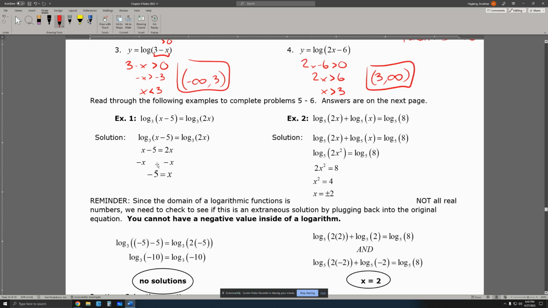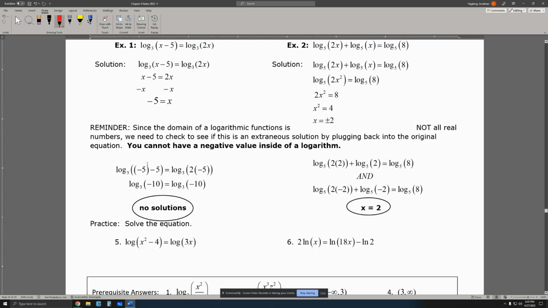Now we have to always go back and check, is negative 5 in the domain of these logs? If I were to plug in negative 5 here, would that cause a domain error? Would that cause the argument of this log to be outside the domain?